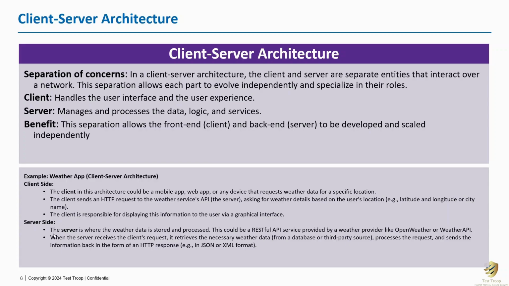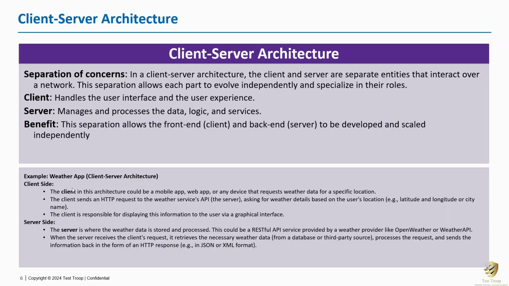The server side, on the other hand, basically stores the weather data. This is a RESTful API service provided by weather providers like OpenWeather or Weather API. When the server receives the client request, it retrieves the necessary weather data either from the database or from a third party source. It processes this request and sends the response back to the client as an HTTP response, either in a JSON format or an XML format.